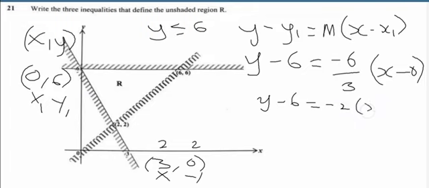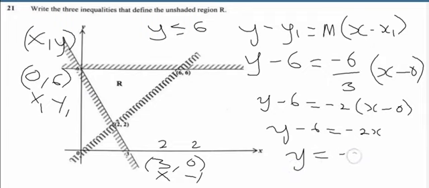Then open bracket, x minus 0, then close. So this negative 2 is going to multiply with everything inside the brackets. So y minus 6 is equal to negative 2 multiplied by x, we get negative 2x. Then negative 2 multiplied by 0, we just get 0. So therefore, we need to collect the like terms. Negative 6 is going to cross the equal sign, and then it changes to a positive 6. So here we remain with y. y is equal to negative 2x plus 6.